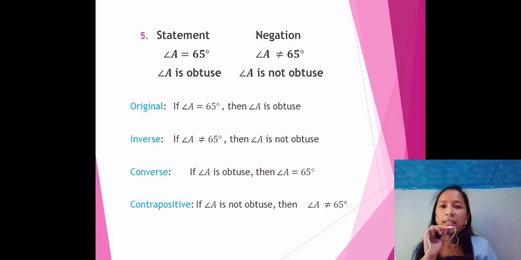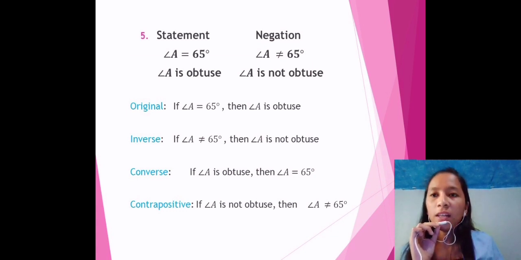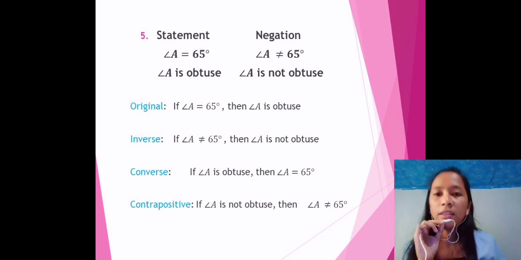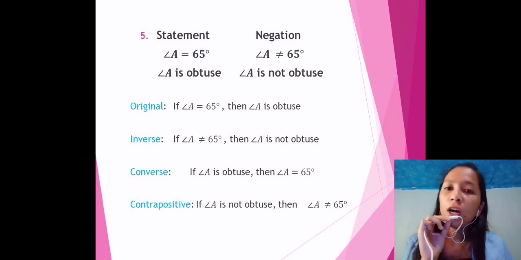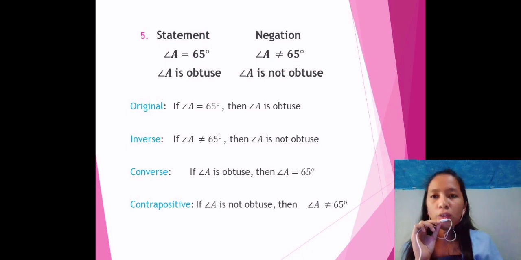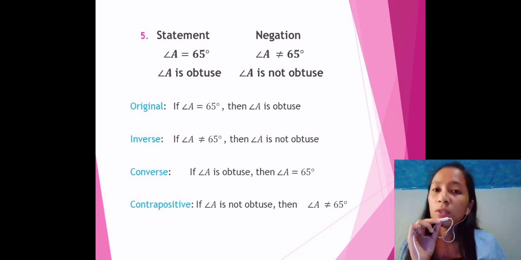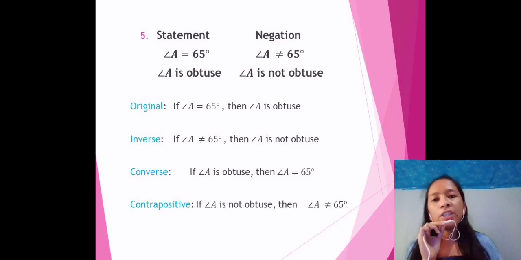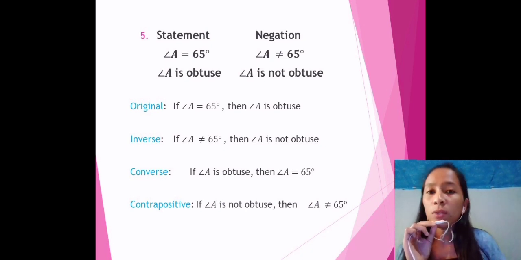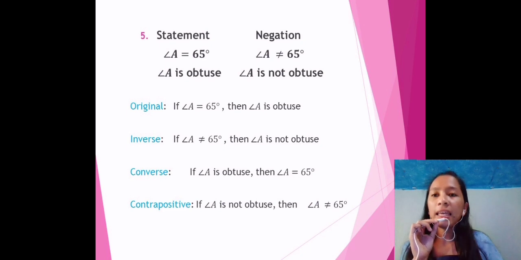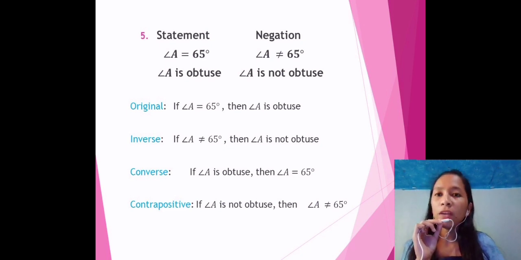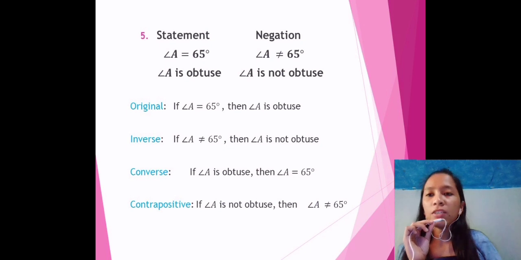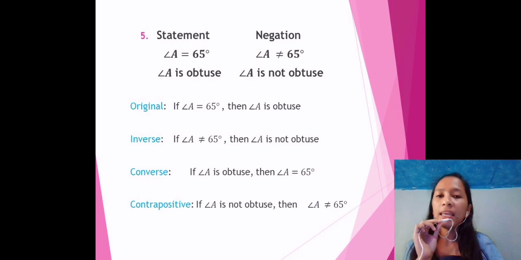Sa last example natin, meron tayong statement which is angle A is equals to 65 degrees and angle A is obtuse. And meron din siyang negation which is angle A is not equal to 65 degrees. Angle A is not obtuse. Ang magiging original statement which is yung conditional statement is if angle A is equal to 65 degrees, then angle A is obtuse. Sa inverse naman, meron na tayong naka-negate. Ang magiging answer natin is if angle A is not equal to 65 degrees, then angle A is not obtuse.